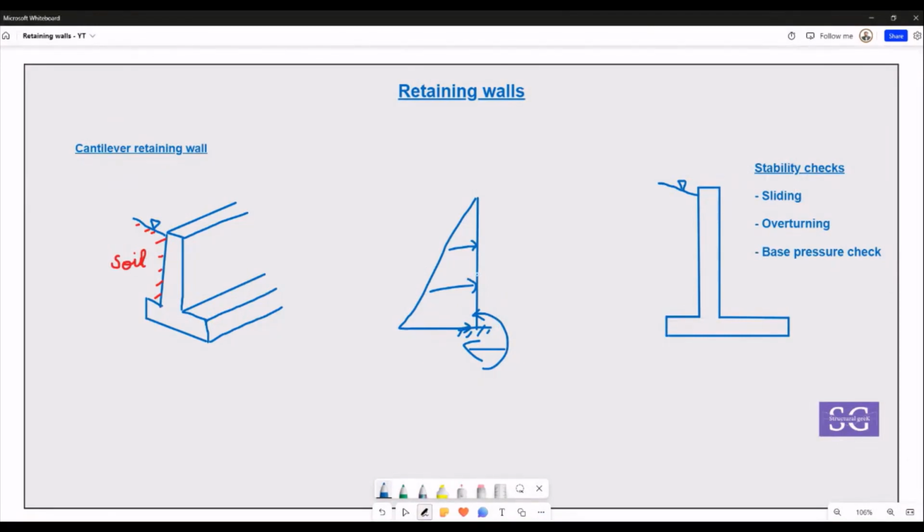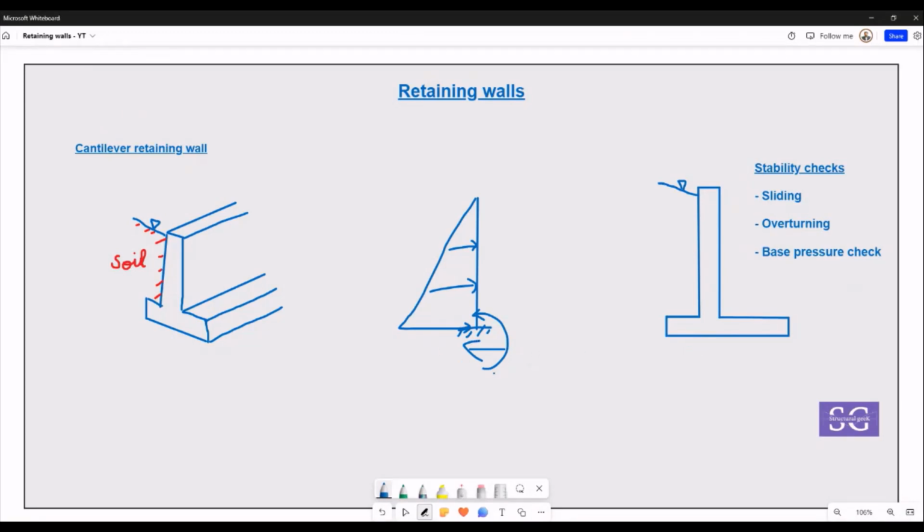There will be few vertical reactions as well, but that will be mostly from the dead load that we have. This is essentially a bar representation, but if we come on to the actual 3D retaining wall, it will be looking something like this. So what all do we need to check in terms of the stability for this particular retaining wall?